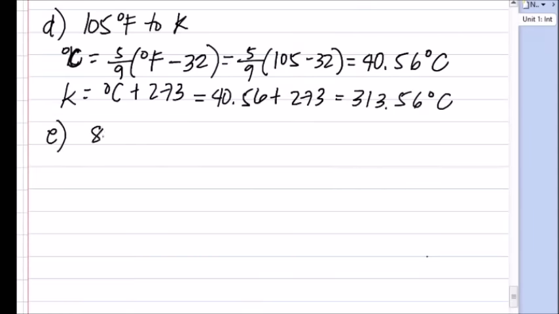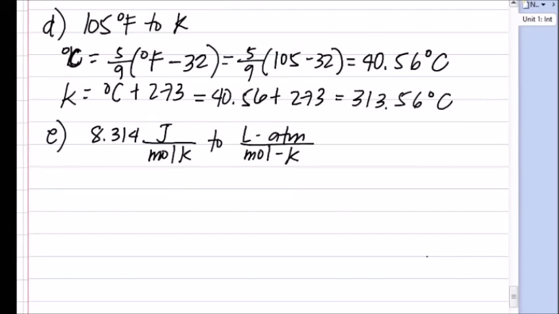So, ang tanong naman doon is 8.314 joules per mole Kelvin papuntang liter ATM over mole Kelvin. So, ang convert lang natin dito is yung joules papuntang liter ATM. Ngayon, ang ATM stands for atmosphere. It is a unit of pressure. So, gamitin natin yung conversion na 1 ATM equals 101,325 Pascal. Okay na yan, no? Gamitin natin yung conversion na yan.